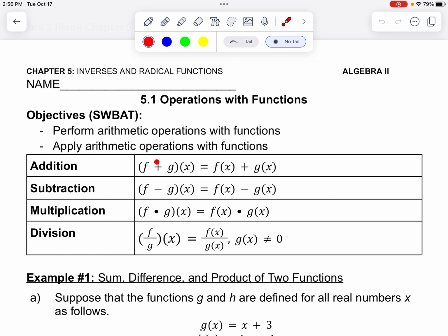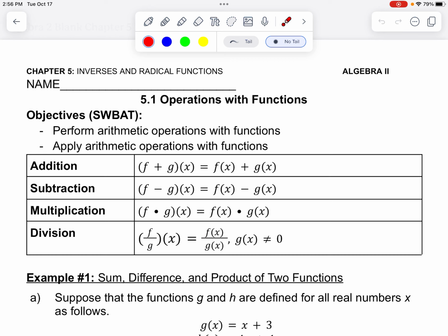So addition, this is a notation. You have in parentheses f plus g, close the parenthesis, and a new parenthesis of x. That means the same thing as taking f of x plus g of x. So you'd take your f function and add it to g. F minus g of x is taking an f of x minus a g of x. When it's a solid dot like this, it means to multiply. F times g of x is the same as f of x times g of x. F divided by g of x is the same as f of x divided by g of x.